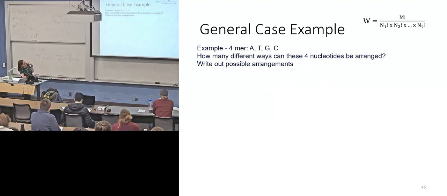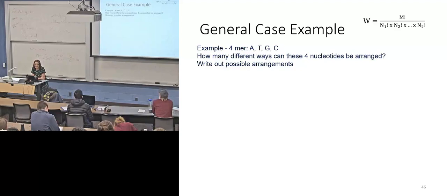So, all right, here's an example. I have 4 bases. How many different ways can I arrange my 4 bases, an A, a T, a G, and a C? You could write out all the possible arrangements if you want on your page. I probably wouldn't do that. I'd maybe try the multiplicity equation up in the corner. So take a second and try to answer that.